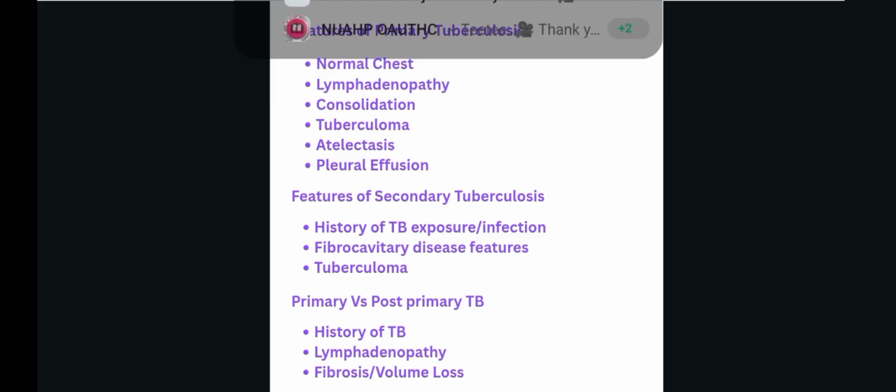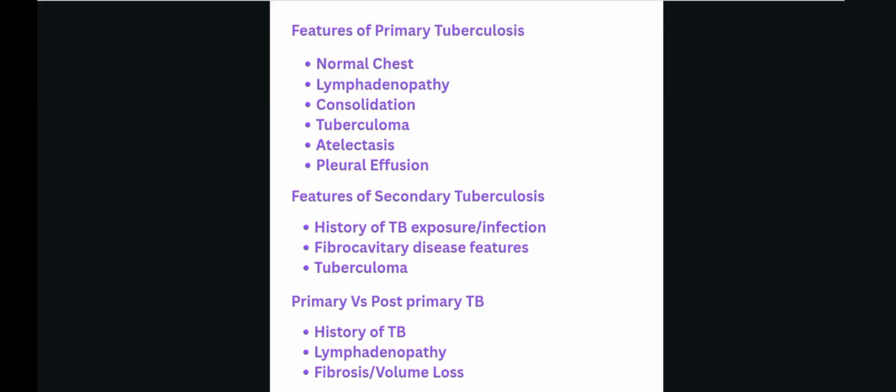Then lymphadenopathy is found in primary TB. It is rarely seen, if at all, in post-primary TB. Then fibrosis is a common sign of post-primary TB. And wherever there is fibrosis, there is a tendency of volume loss.